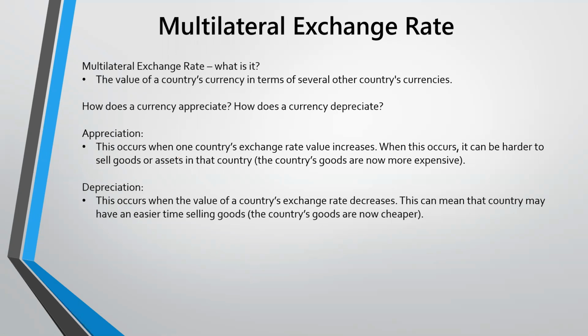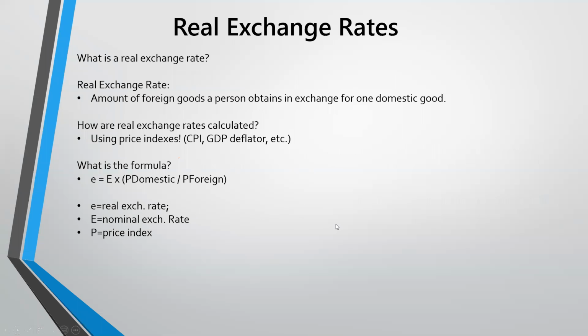Well, appreciation occurs when a country's exchange rate value increases. When this occurs, it can be harder to sell goods or assets in that country. And that's because the country's goods are now more expensive relative to others. And the opposite happens with depreciation, which occurs when the value of a country's exchange rate decreases. And this can mean that a country may have an easier time selling goods because your country's goods are now cheaper relative to others.